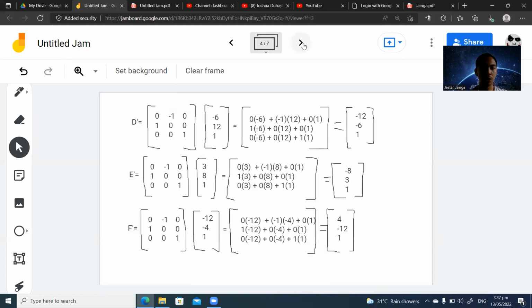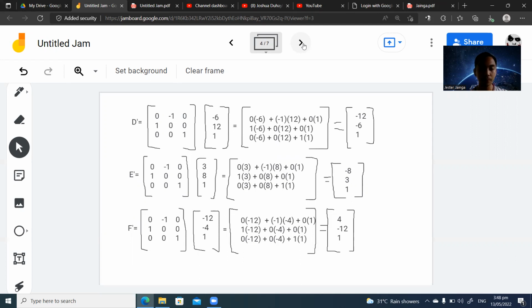So next, for the D, the value is -6 and then 12. So 0 times -6 plus -1 times 12 plus 0 times 1. And next, 1 times -6 plus 0 times 12 plus 0 times 1. And 0 times -6 plus 0 times 12 plus 1 times 1. So the new value is -12 and then -6.